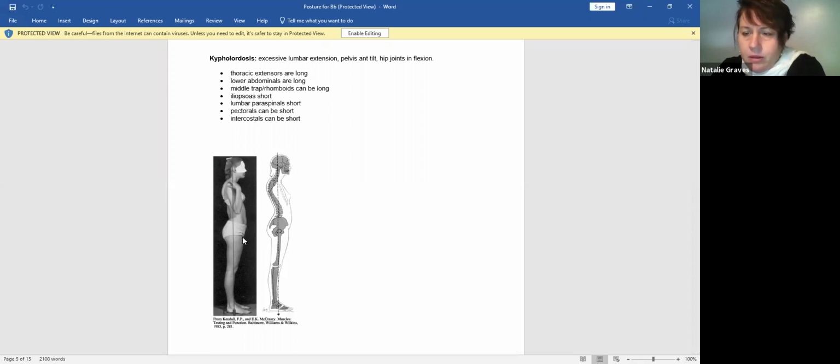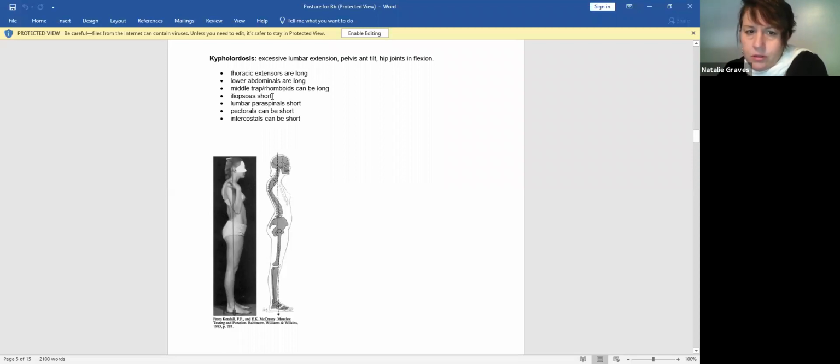And so there's going to be a very specific way that we can test, particularly the lower abdominals. In this case, the mid-trap and the rhomboids, again, those are on the posterior side of the scapula. They will be too long and therefore too weak. The iliopsoas, because the hips are in flexion, is going to be short.